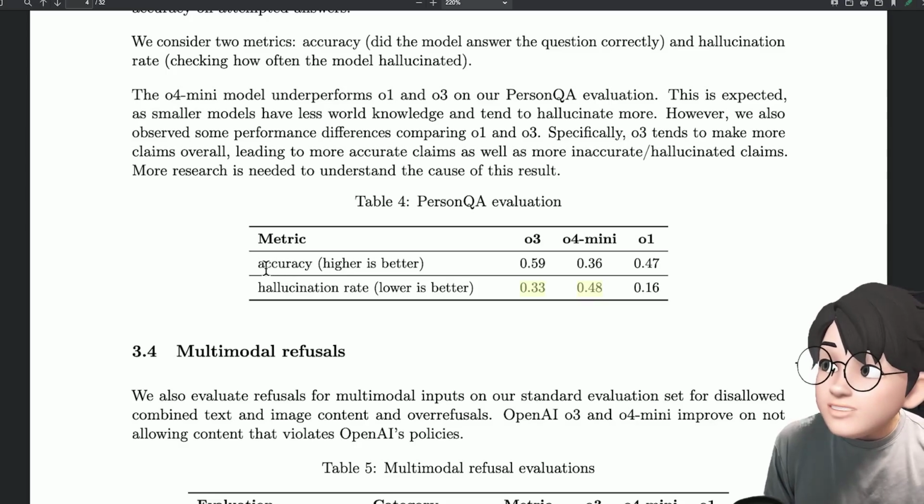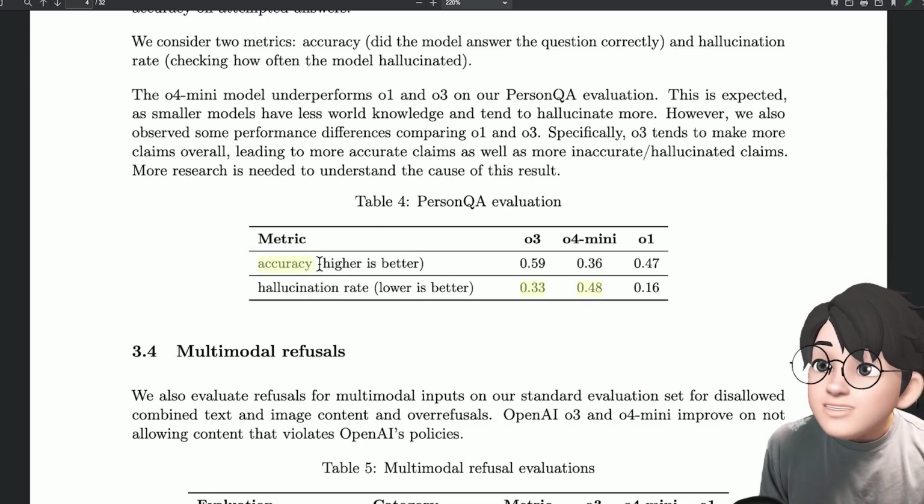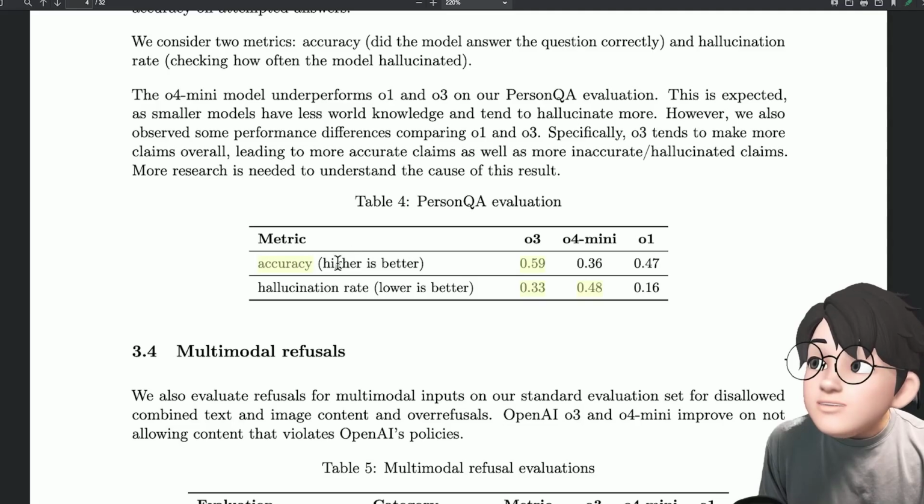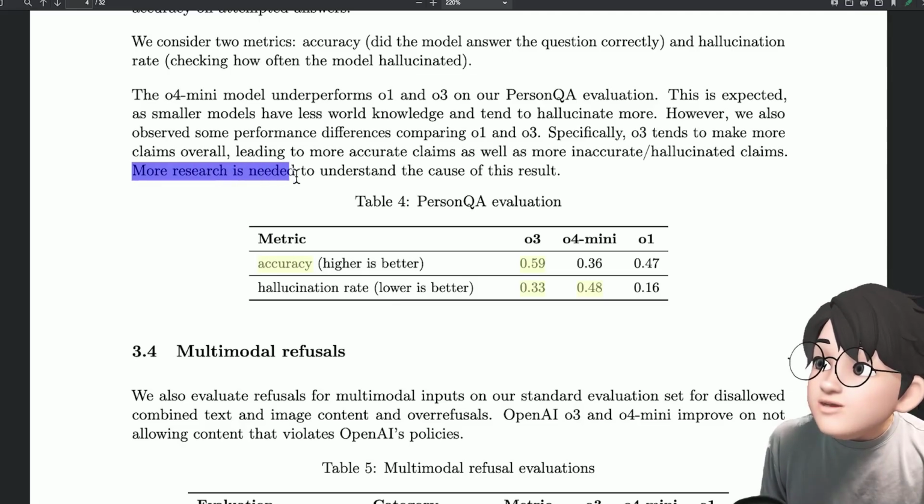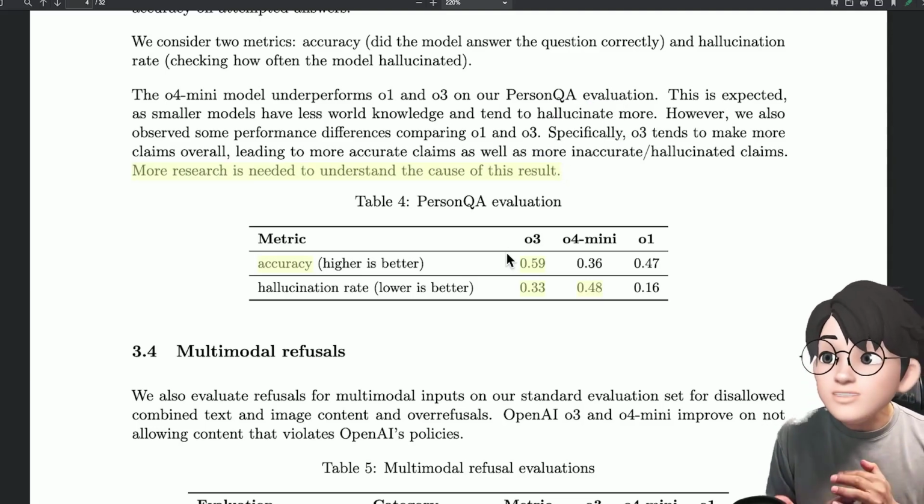Hallucinations differ from accuracy. Accuracy means correct answers. When it comes to accuracy, the o3 is a bit better than the o1. However, the o3-mini still doesn't perform well, so it can provide more accurate answers, but it also produces more nonsense. These are separate criteria. But the issue is, OpenAI itself says more research is needed to understand these results. In other words, they do not know why this is happening right now.